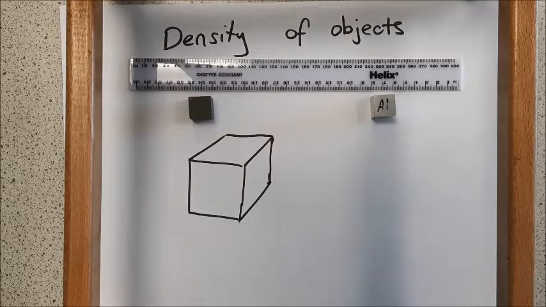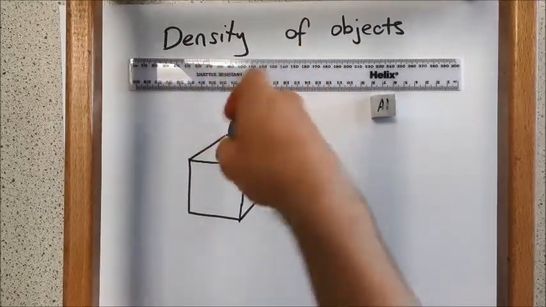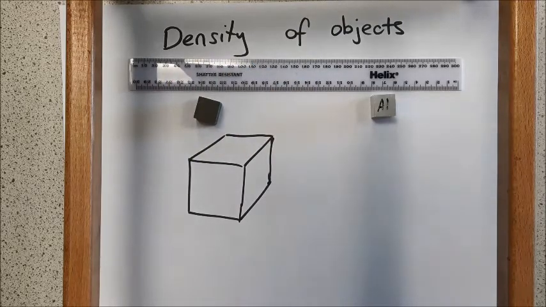Hello and welcome to this required practical video all about how to find the density of different objects. We're going to start with the regular shaped objects and then we'll move on to the irregular shaped objects in a moment. So here I have two regular metal blocks, and we are going to find the density of them by calculation.